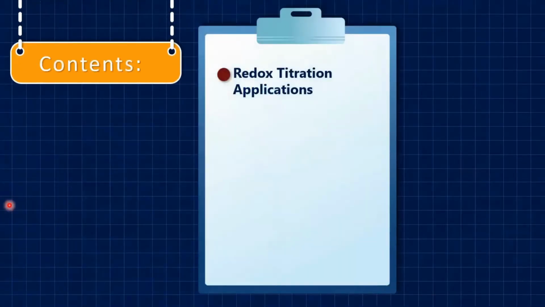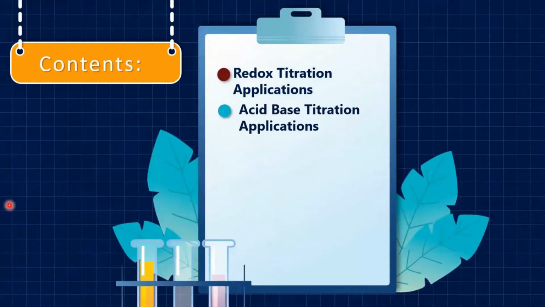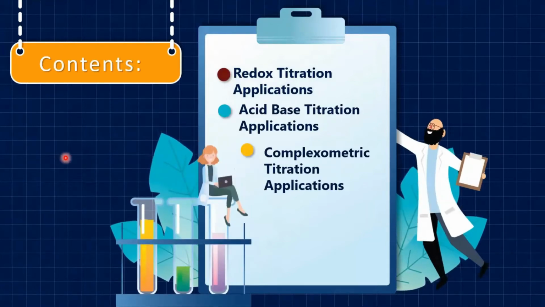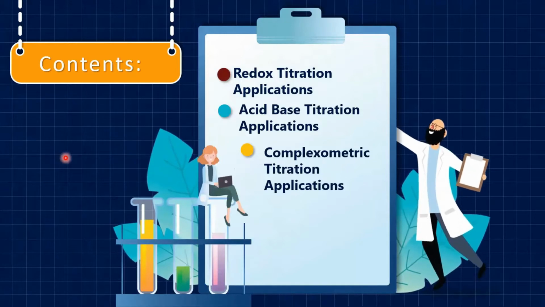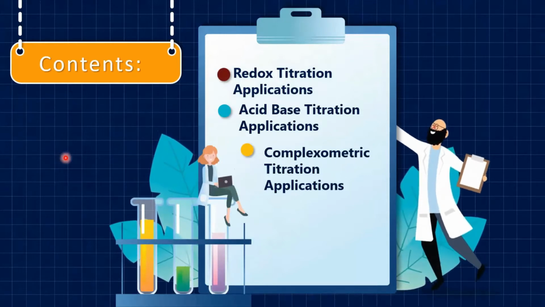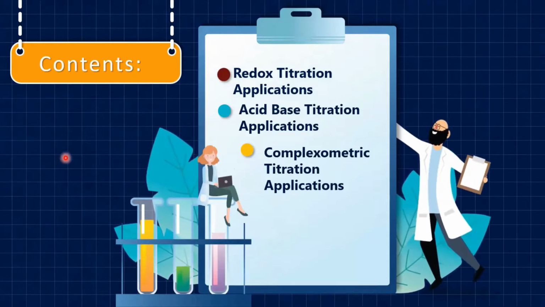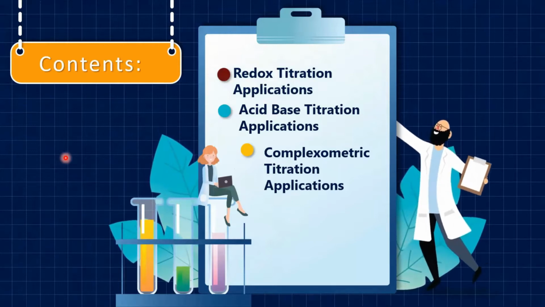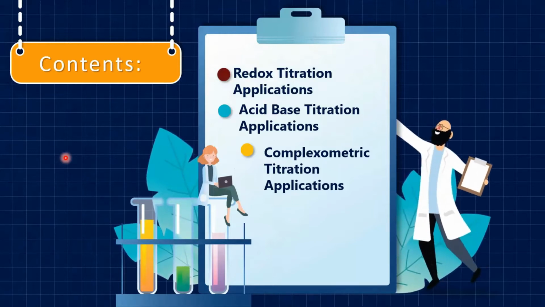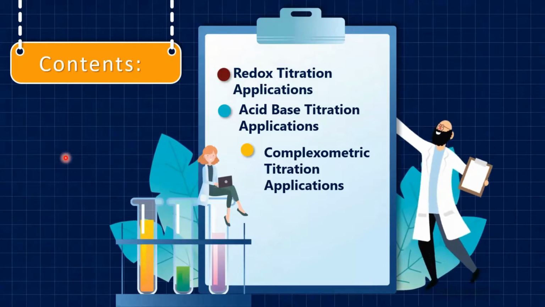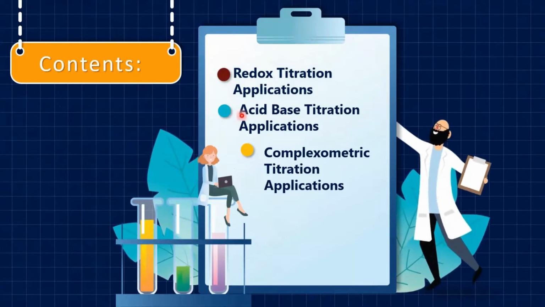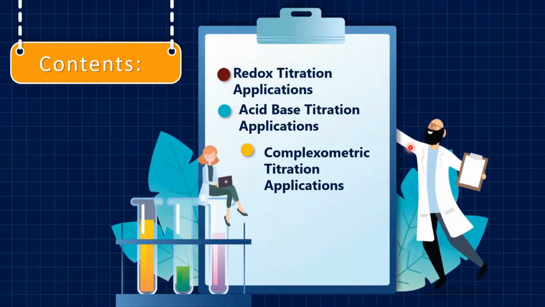These are the contents which we are going to discuss in the coming slides. The first one is how redox titration can be helpful in determining organic compounds. Secondly, the application of acid-base and complexometric titration in the analysis of organic compounds. Javeria is going to help you understand the various methods of how organic compounds can be analyzed using redox titration.